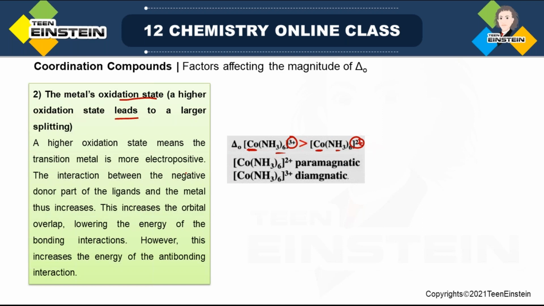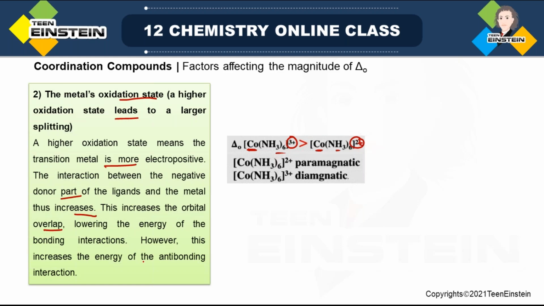So keeping other factors same when you are changing only the oxidation state of metal, higher oxidation state means the transition metal is now more electropositive, more electron deficient, and ligands are approaching towards metal. Now the interaction between metal and ligand, as metal is very electron deficient, now the interaction will be high. So when the transition metal is more electropositive, the interaction between the negative donor part of the ligand and the metal will increase, and this increases the orbital overlap.